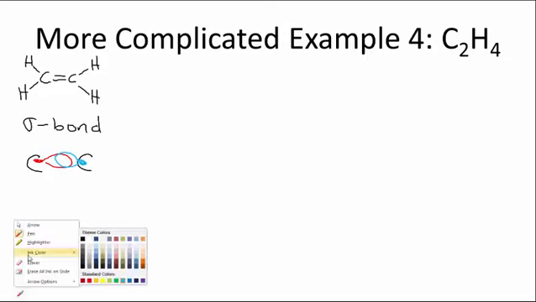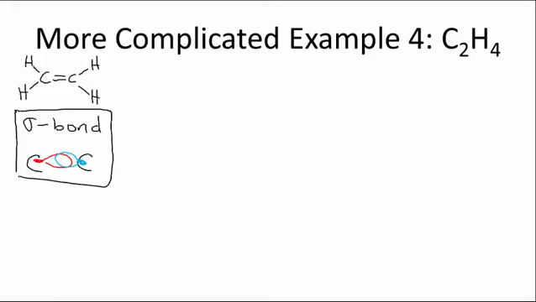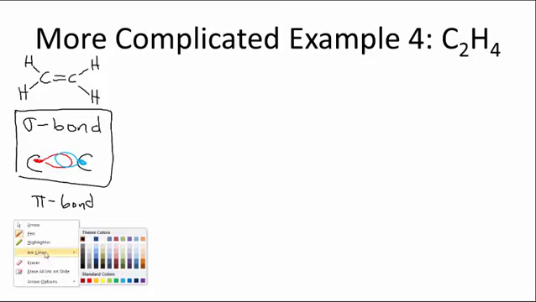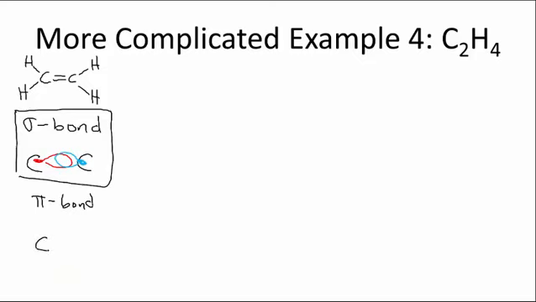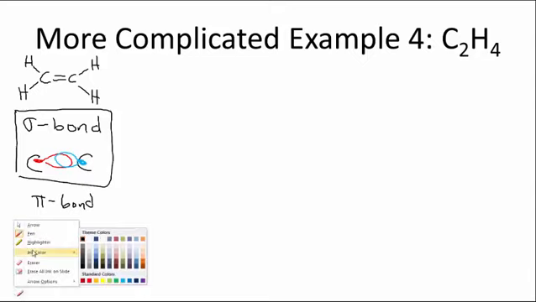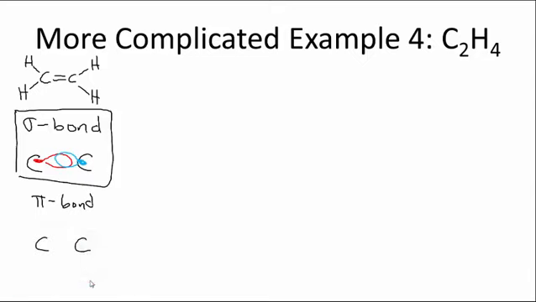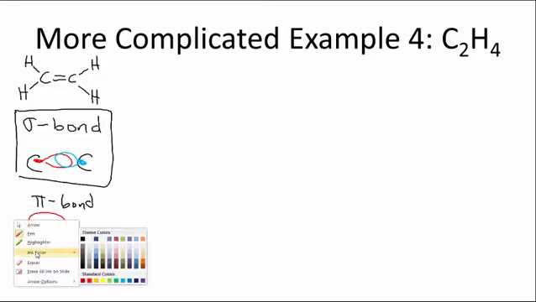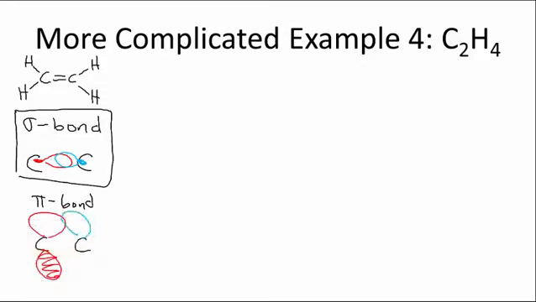What about the pi bond? What orbitals make the pi bond? All right, so it's going to be the p orbitals that make the pi bond. So there's one p orbital on one carbon atom. There's the other p orbital from the other carbon atom.